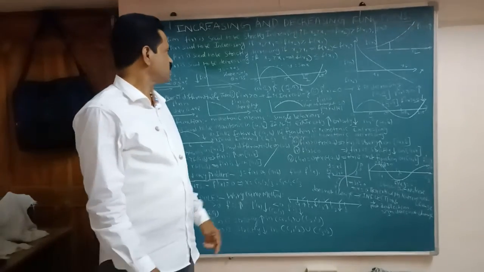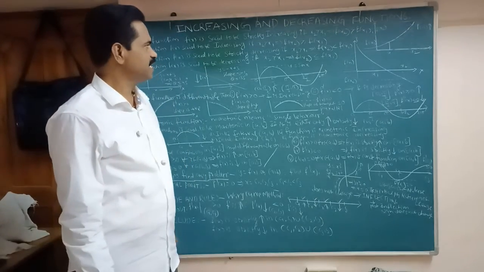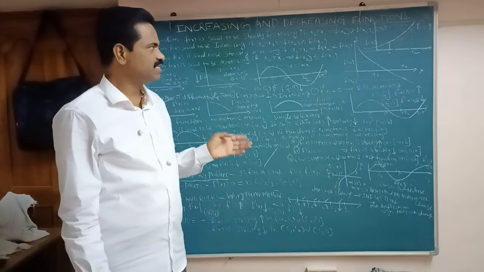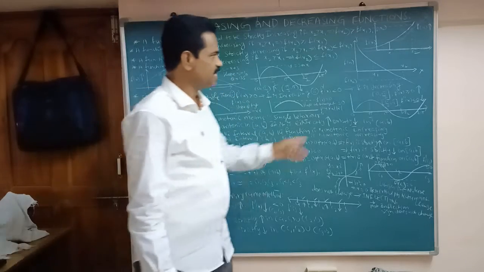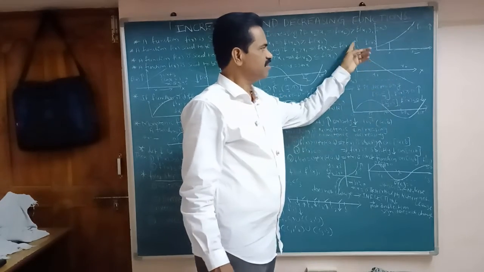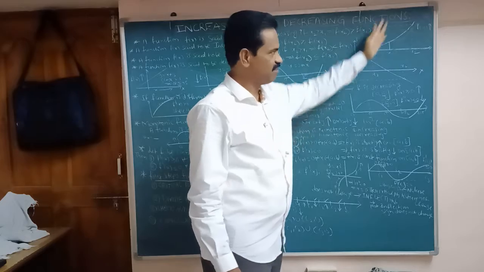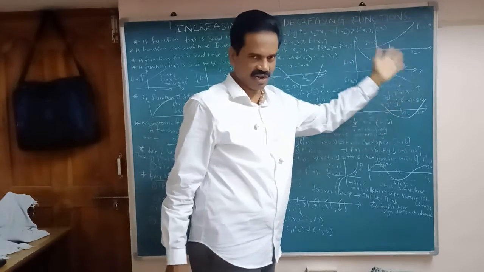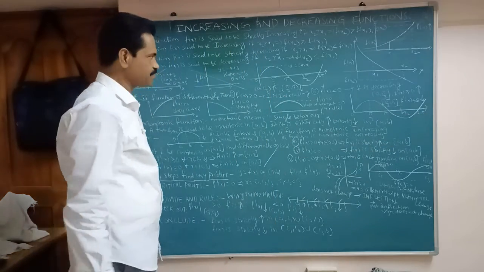A function f is said to be strictly decreasing if x2 greater than x1 implies f of x2 less than f of x1. The function is decreasing here. When x values are increasing, the function is decreasing. Here x values are increasing and the function is increasing, but here x values are increasing and the curve is decreasing.